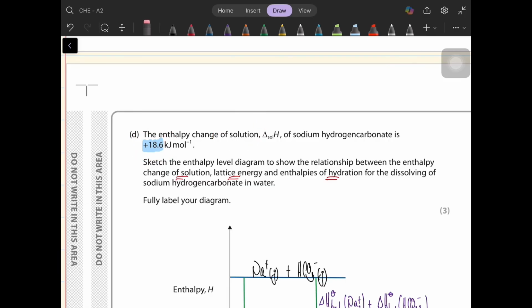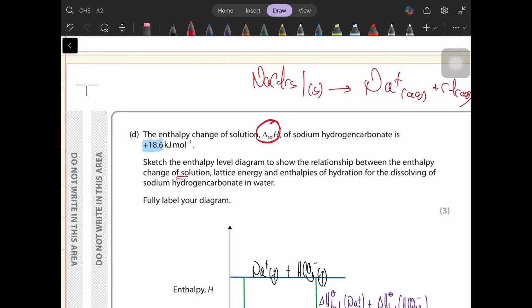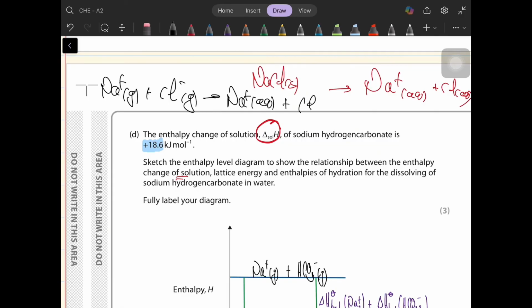Before we do this question, let me just clarify something. This delta H solution is the enthalpy change when 1 mole of an ionic solid dissolves in enough solvent to form aqueous ions, like NaCl solid giving Na+ aqueous plus Cl- aqueous, right? This is what we refer to as enthalpy of solution. For enthalpy of hydration, suppose we have gaseous ions, Na+ gas plus Cl- gas. When you're converting these gaseous ions into aqueous ions, this is what we refer to as enthalpy of hydration, right?